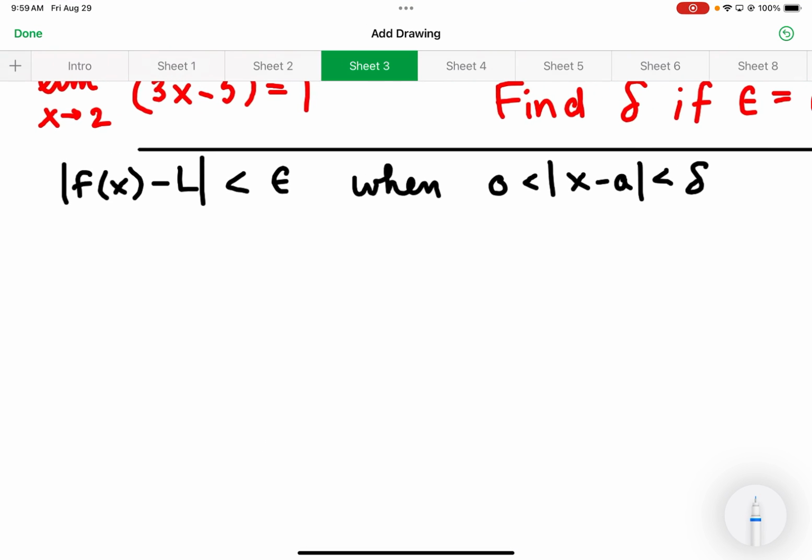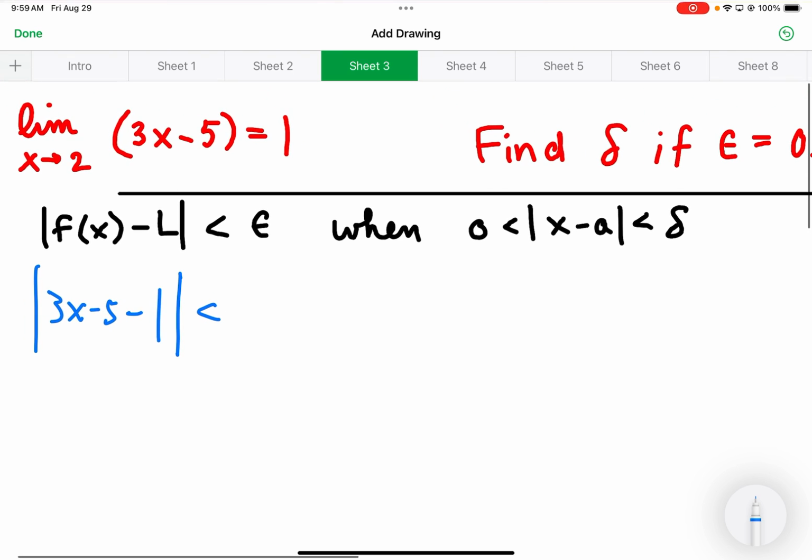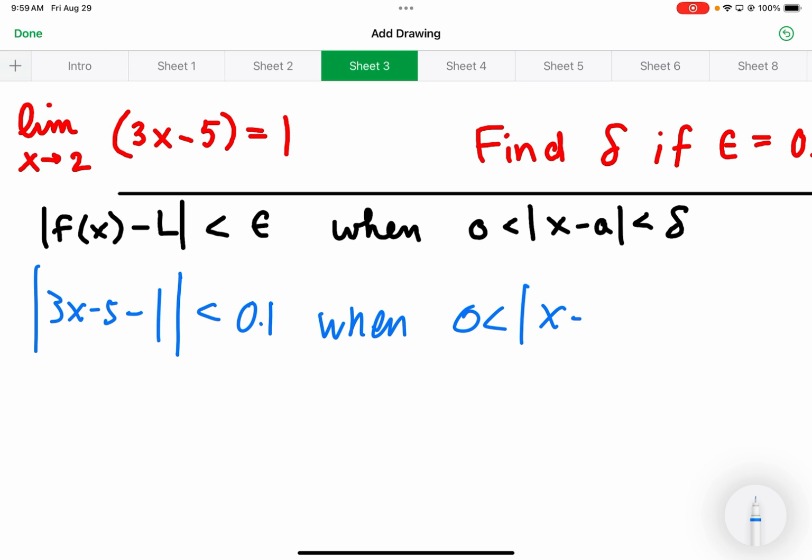Okay, here we go. So let's plug in what we know. The absolute value of f of x, which is 3x minus 5, minus our limiting value 1, is less than epsilon, which we do know, 0.1, when 0 is less than the absolute value of x minus our value for a, which was 2, is less than delta. We have to solve for delta. We want to find what delta is going to be. That is our goal.